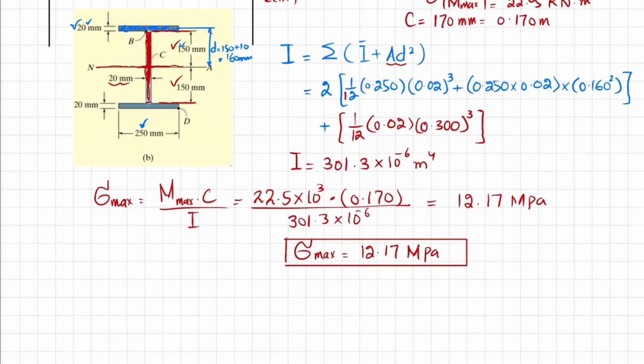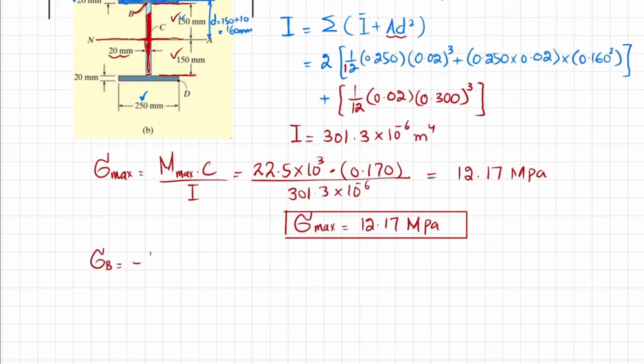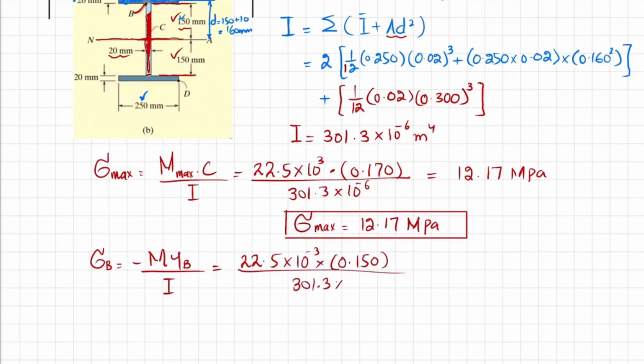If you want to find the stress at point B, you have this formula: stress at point B is equal to minus M into YB, the distance from the neutral axis to the point B, divided by I. Your maximum bending moment is 22.5 into 10 to the power 3. Now your point B is at a distance of 150 millimeters, so YB is 0.150, divided by I, which is 301.3 into 10 to the power minus 6. When you solve it, it will be 11.2 megapascal. So this is the stress at point B. This was the extra which I have done because a student requested me to explain this problem, so that's why I'm going to explain it.